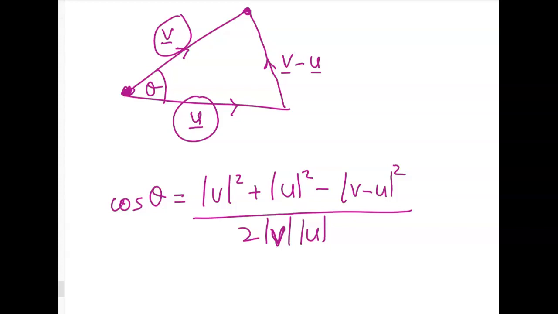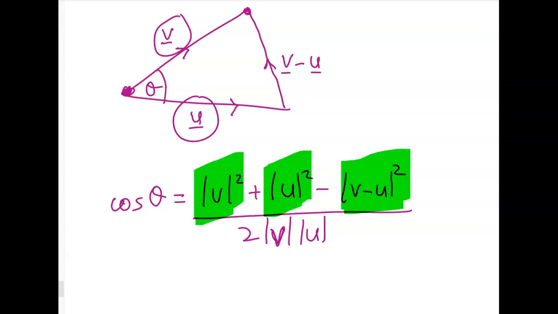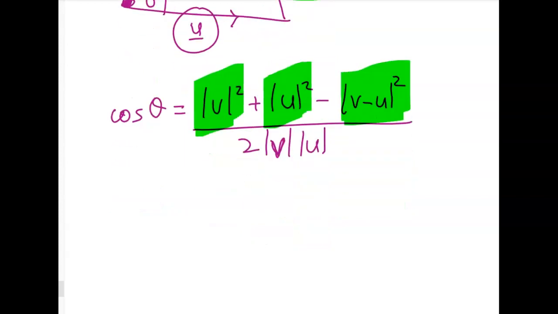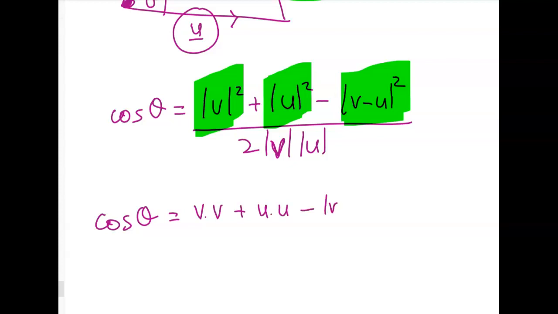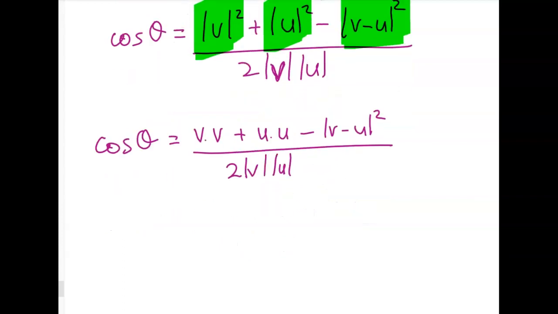Now remember that we just proved something useful about this and indirectly about this, and we'll do a little bit of work on the magnitude of that third side. So straight away we can say that cosine of theta is equal to v dot v plus u dot u, minus this, divided by 2 times the magnitude of v times the magnitude of u. So let's have a look at what this is.